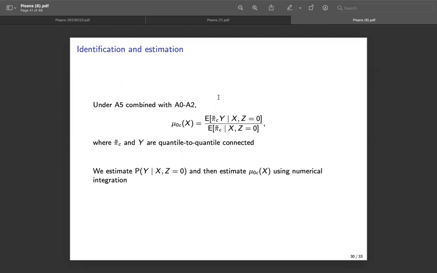So there we have identification, and this method requires estimating the distribution of the outcome given x in the control condition. That's the additional bit that needs to be estimated. And then based on that, we can estimate mu0 cx using a pretty simple numerical integration procedure.